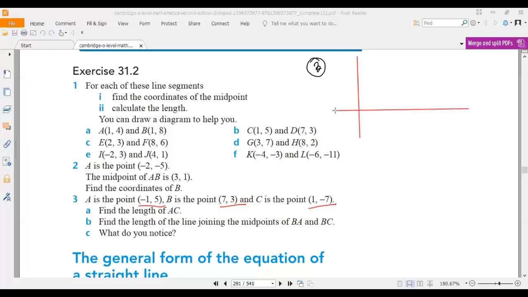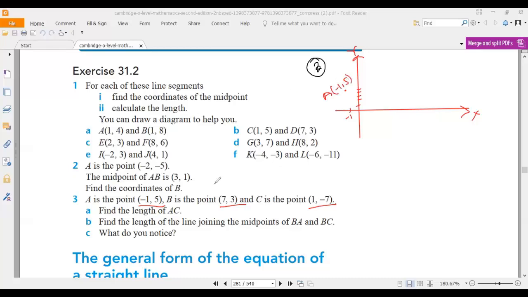So this is the axis. We can write this is the x-axis and this is the y-axis. A is the point (-1, 5). So -1 will be the horizontal point. So (-1, 5) will be 1, 2, 3, 4, 5. So this is A (-1, 5).